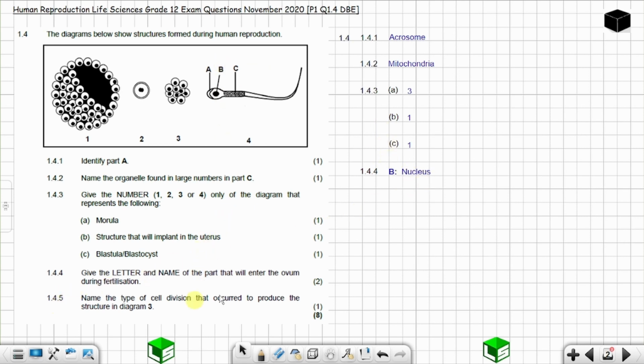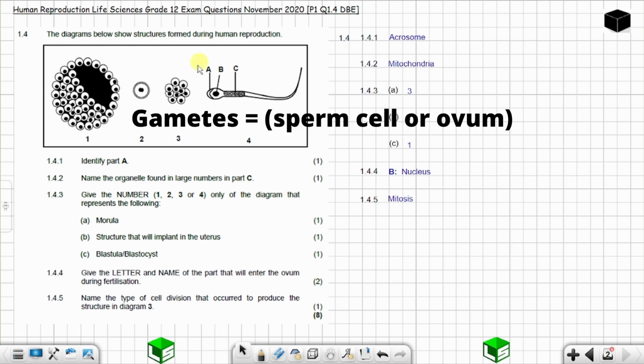Now question 1.4.5: name the type of cell division that occurred to produce the structure in diagram number 3. In diagram number 3 you have the morula. The type of cell division is mitosis, not meiosis. Meiosis is the type of cell division used to produce the gametes. The sperm is a gamete, and you also have the ovum, which is also a gamete.